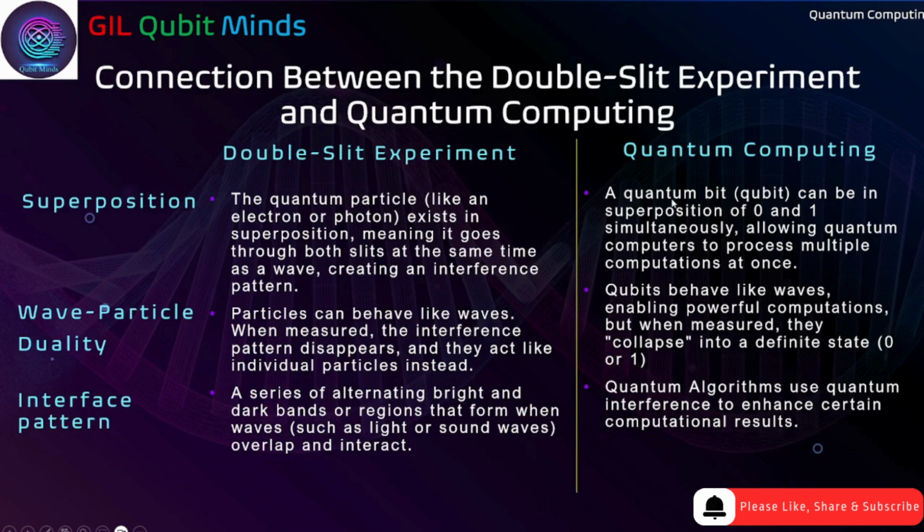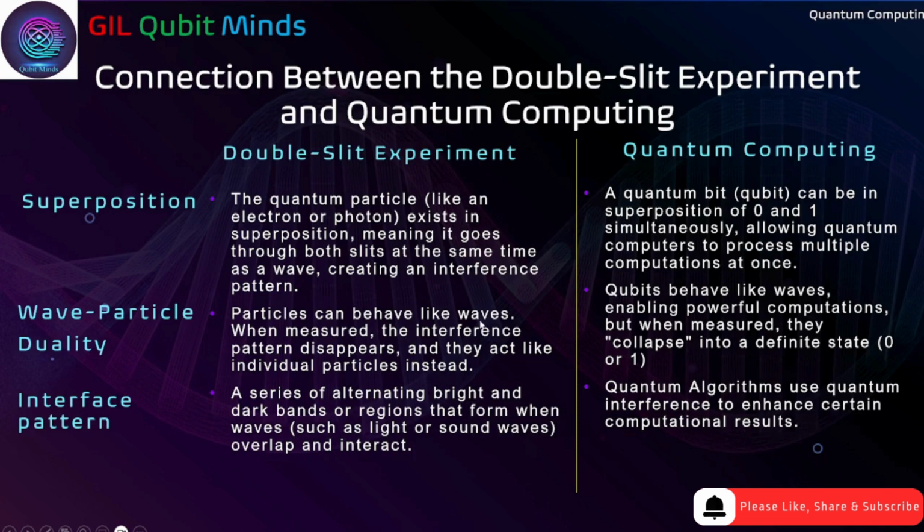Now quantum bits also can be in superposition as a 0 and 1 simultaneously, allowing quantum computers to process multiple computations at once. So this is the similarity between the double slit experiment and quantum computing. It holds the same wave particle duality property.